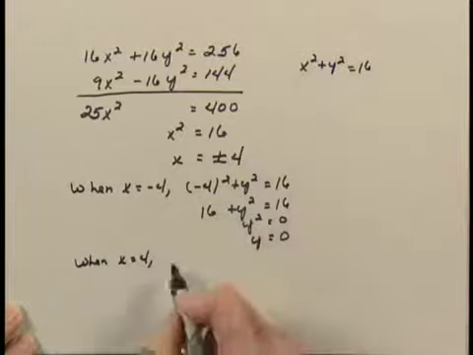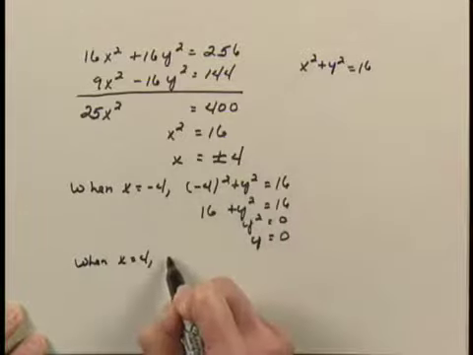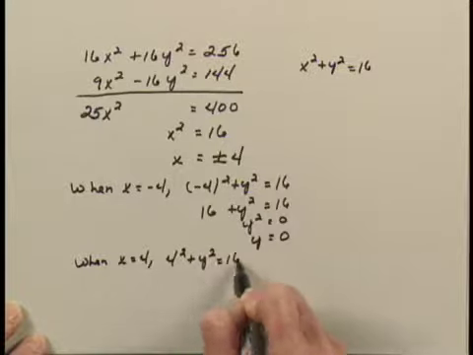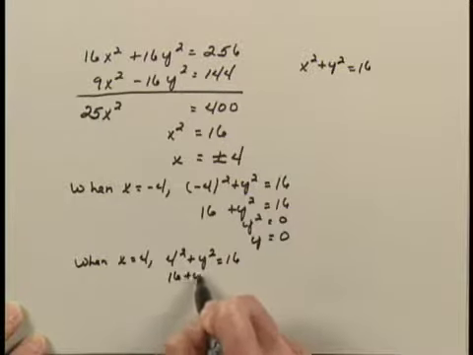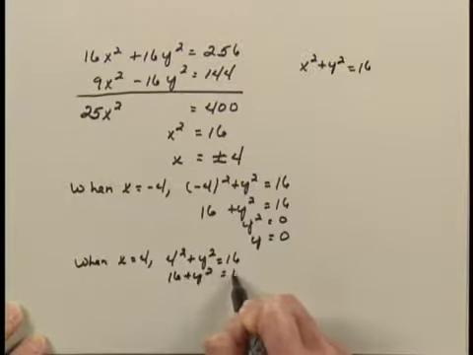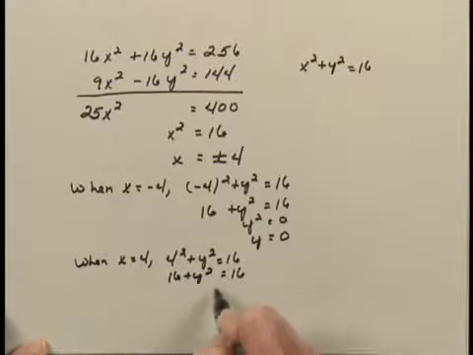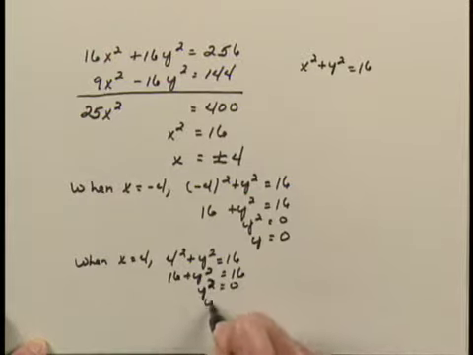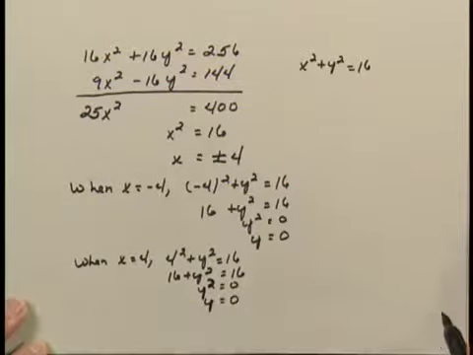Using this equation again, when x is 4, we have 4 squared plus y squared equals 16. We're getting the same thing again, aren't we? 16 plus y squared equals 16. So y squared is 0, and that tells us then that y is equal to 0.